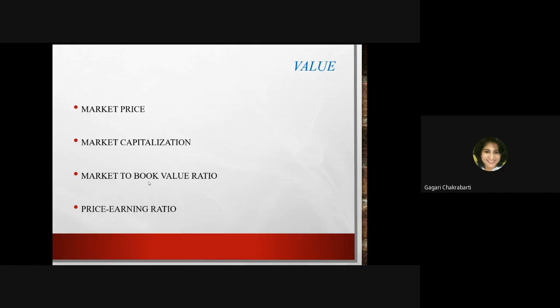Now, once again, if the market to book value ratio is high, then you still have the same logic as we had when the price earning ratio was greater than 1. So maybe the stock is a growth stock, so the growth rate is quite high and that is being reflected in the market prices. So that high market to book value ratio is justified. But once again, you should be very, very careful while using these indicators.